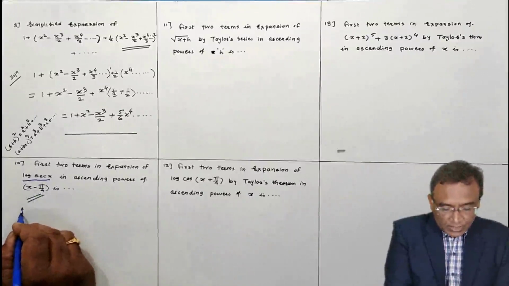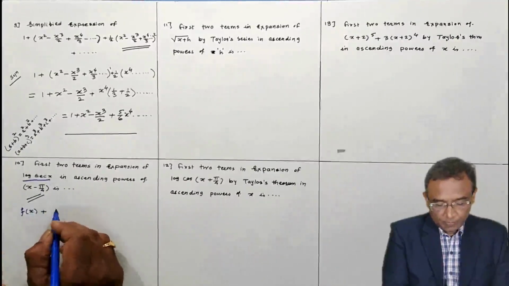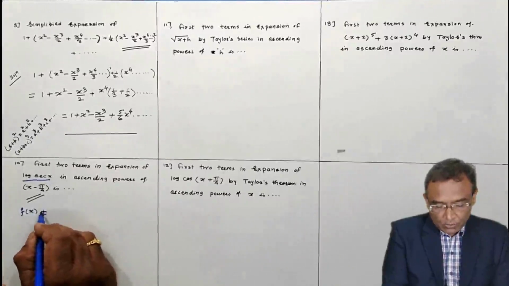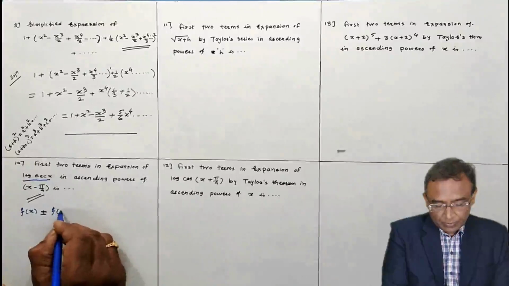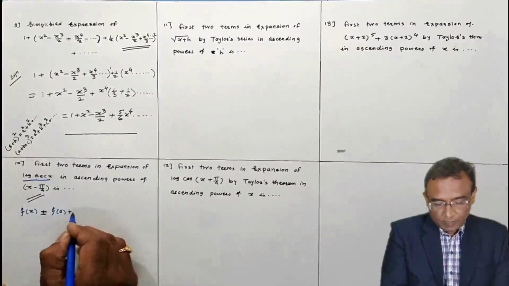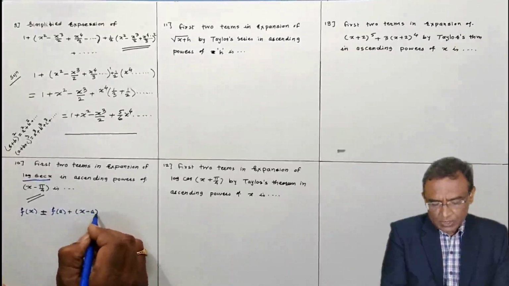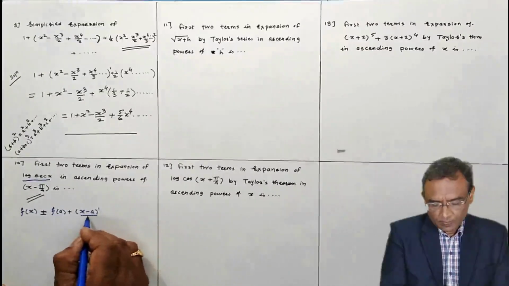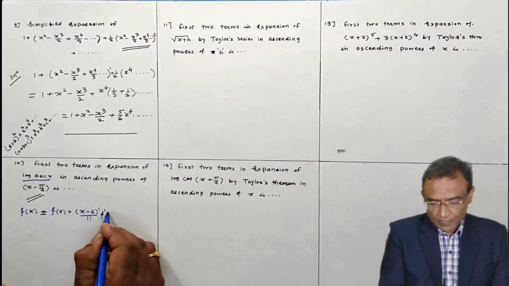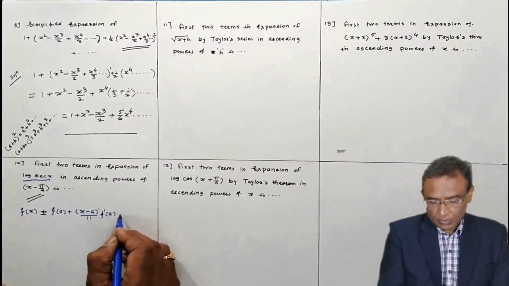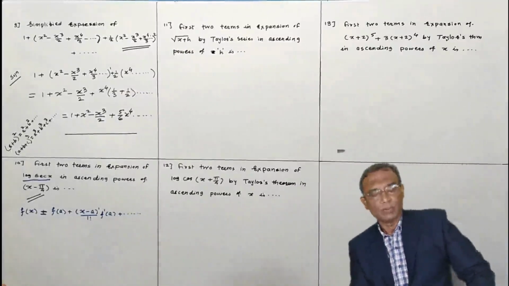Now, what is Taylor's expansion? A function of x we are expanding in ascending powers of x minus a: f of a plus, first two terms I want, x minus a power 1 by factorial 1, f dash of a, plus and so on. Only the first two terms I have.